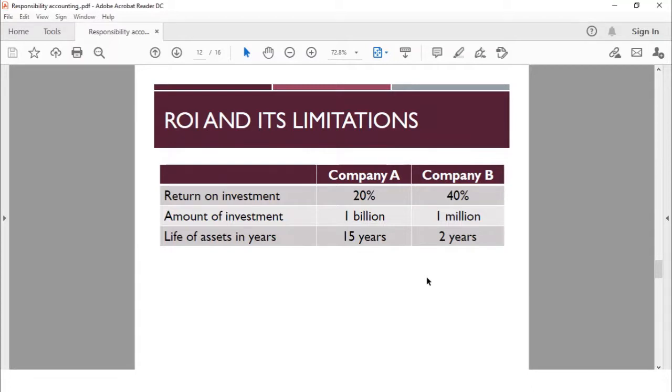Now, another thing is the asset life also matters. So, in here, you can see company B is 2 years lang ang iyahang, or the asset or the life of the asset is ma-recover lang siya in 2 years. And then, si company A is, ang life of the asset is ma-recover siya in 15 years.